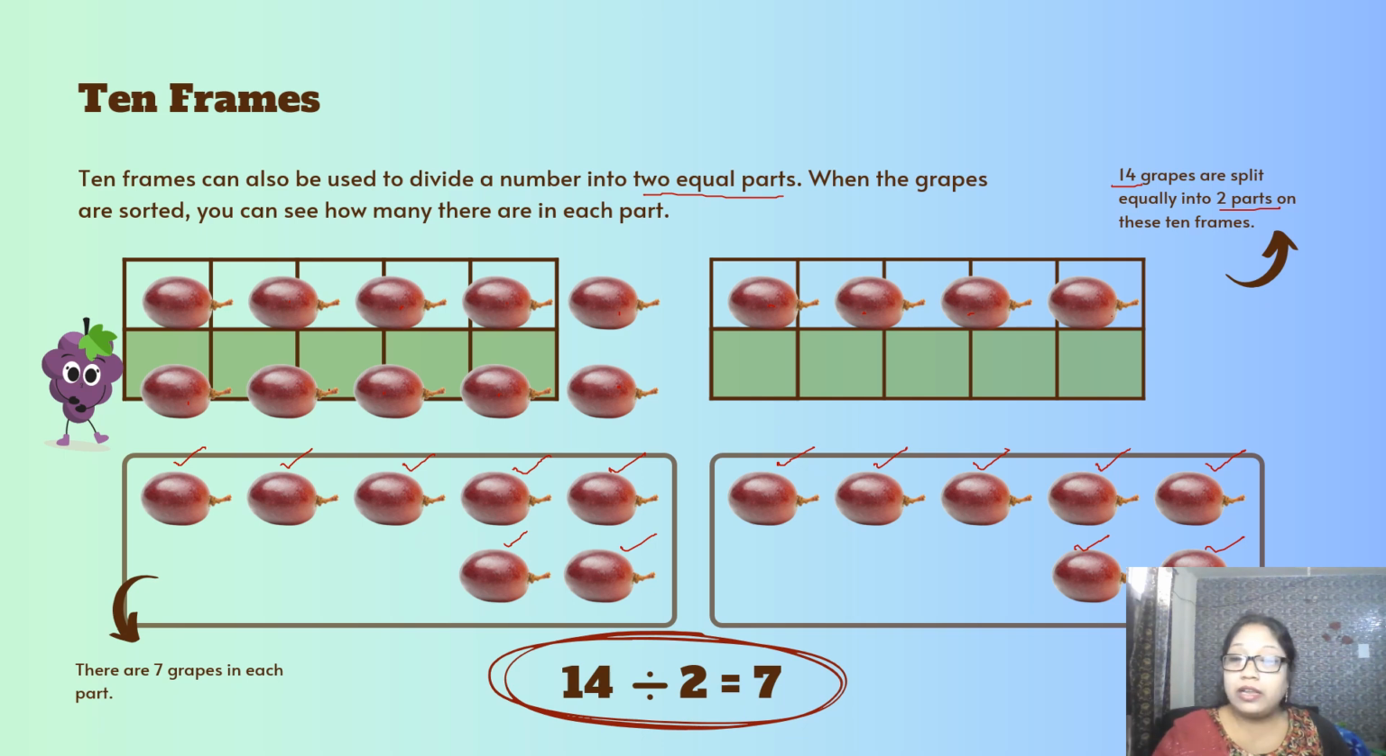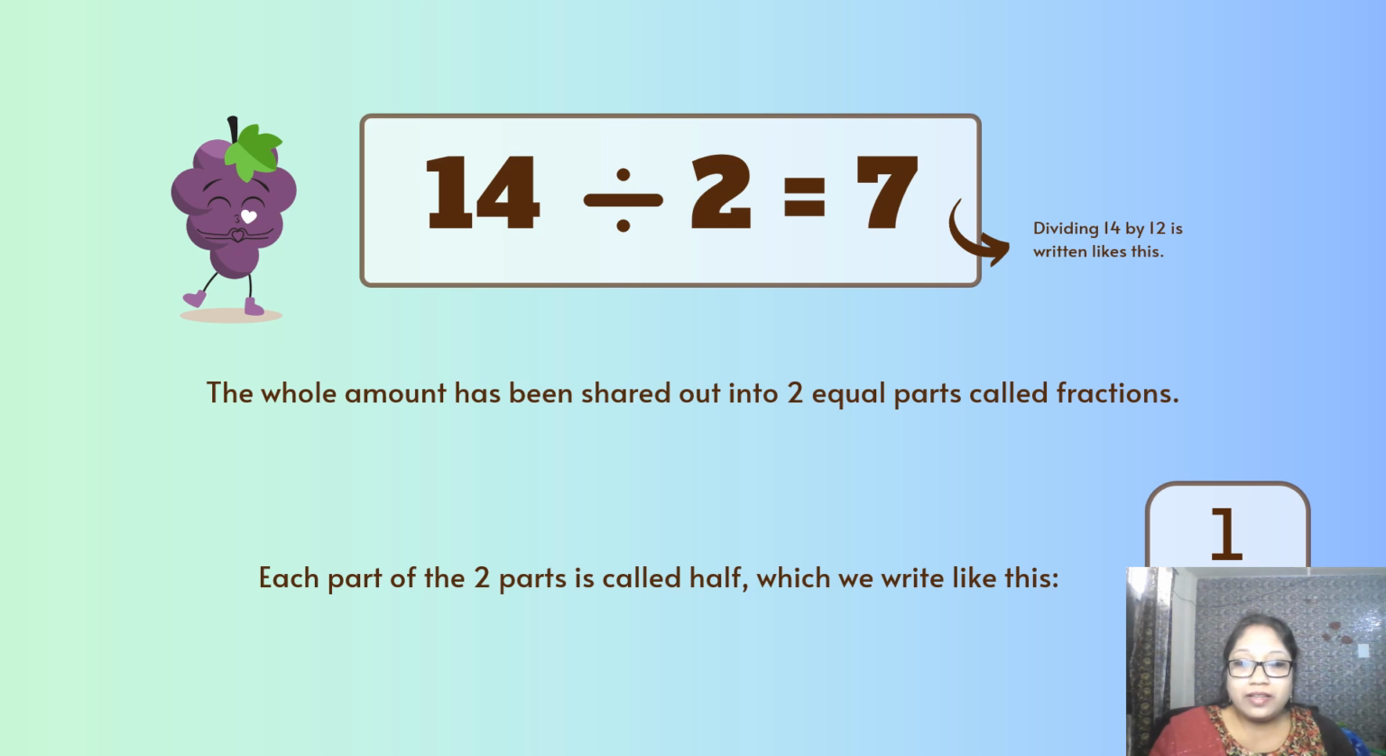All 14 done. How many groups are formed? 2 groups. How many grapes in each group? 1, 2, 3, 4, 5, 6, 7. 7 grapes. So what is the equation? 14 divided by 2, so you will get 7 grapes. There are 7 grapes in each part, right? This is the equation formed. 14 divided by 2, you will get 7.